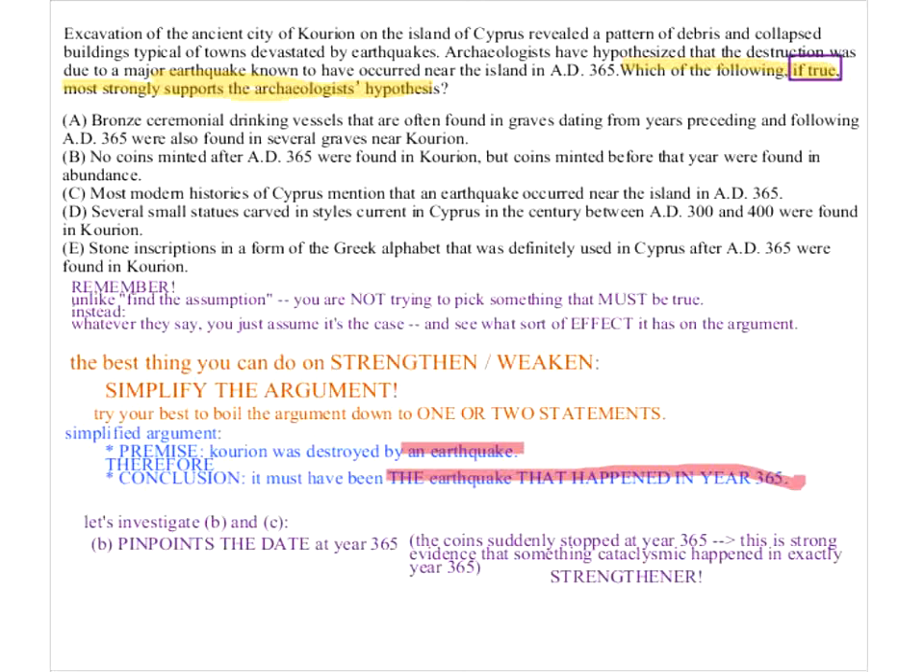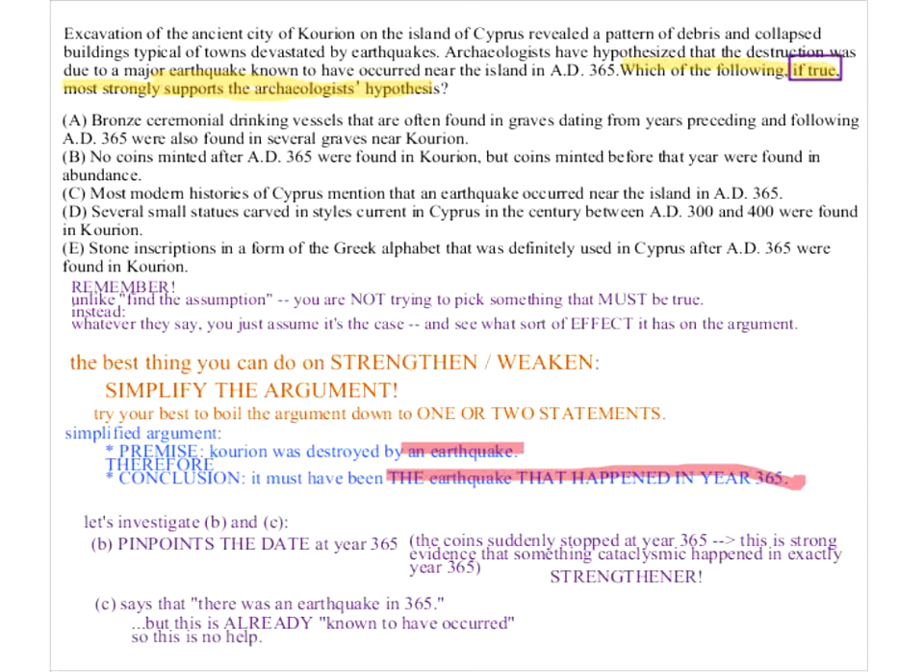If you look at what C does, C just says that's evidence. So it basically just says that there was an earthquake in 365. The problem is that doesn't really help, because that's already, in fact, this doesn't strengthen the argument at all, because it's known to have occurred. So this is already known to have occurred. So this is no help.